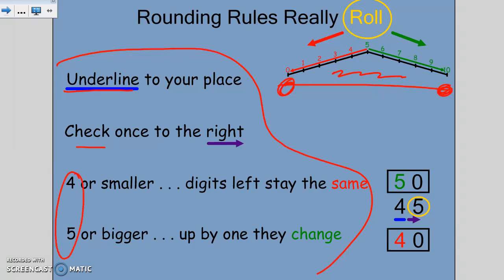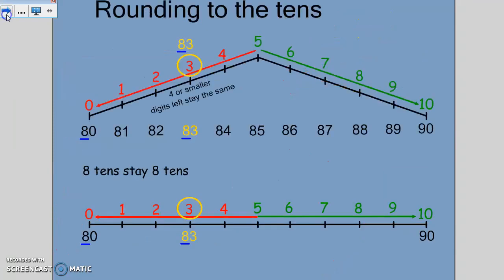So really quick, this is the number line way. Let's say we wanted to find 83 to the nearest tens place. The two tens that are on either side of 83 are going to be 80 and 90. Because looking at the tens place, the lower 10 is going to be 80, the higher 10 is going to be 90. So 83 fits somewhere between 80 and 90.